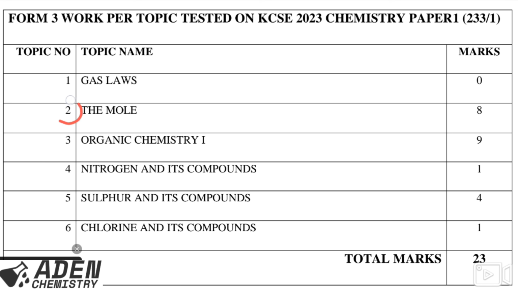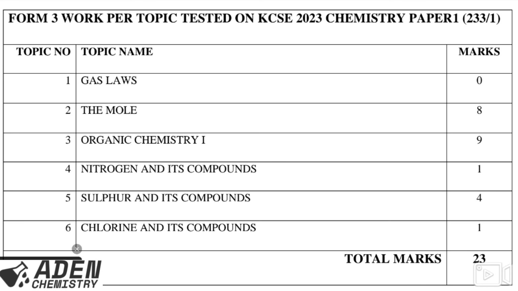So topic 2 is called the mole. The mole had 8 marks, and every year it is often tested. The chemistry of the mole is a very important topic, because even if the topic itself is not tested, its concept is tested with other topics. So that means you have to know the chemistry of the mole. It had 8 marks, and this year it may have 7 to even 10 marks.